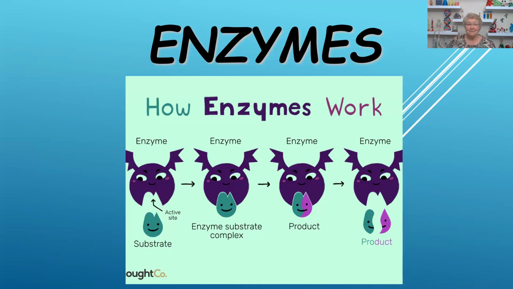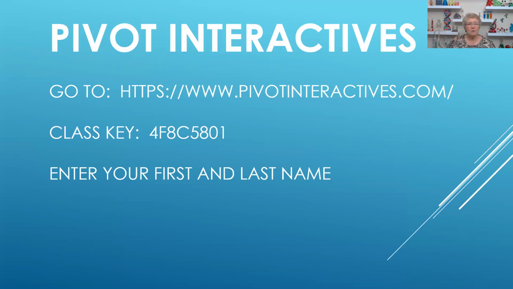All right, so here's what we do to do these interactives. You are going to go to www.pivotinteractives.com. I'm going to type it in. You can copy that and paste it into a new window. Go to pivotinteractives.com. You're going to put in the class key. Let me show you what this is going to look like.